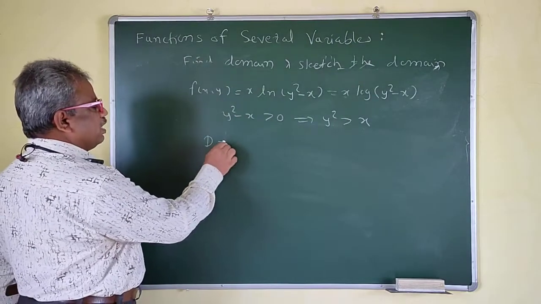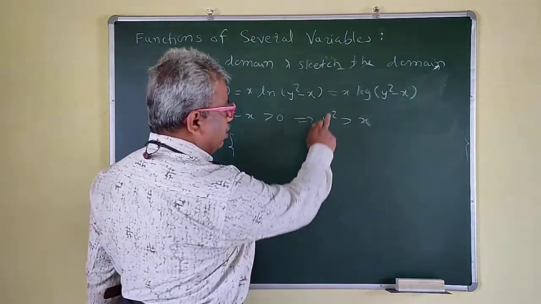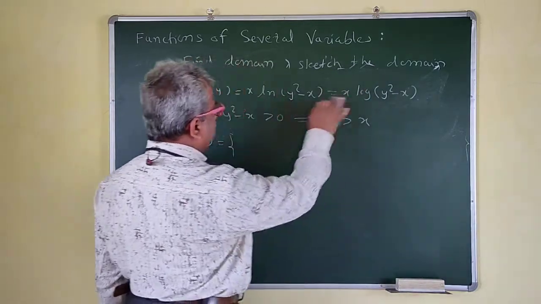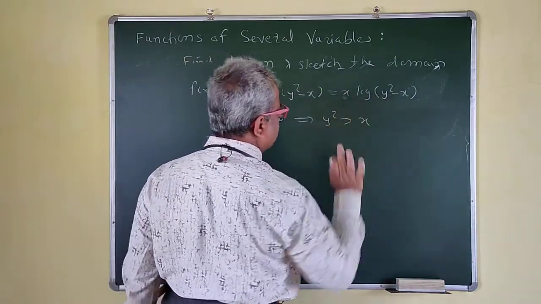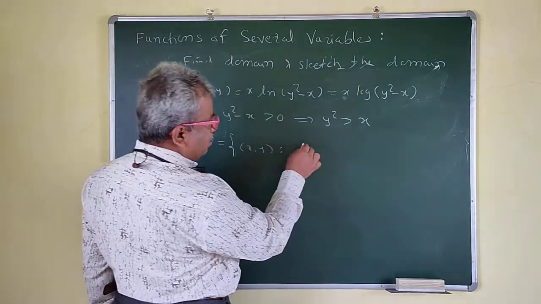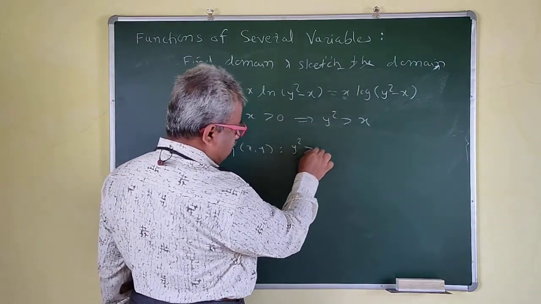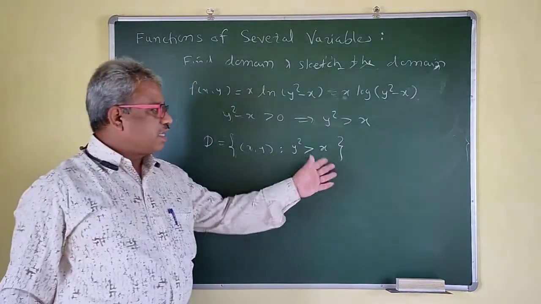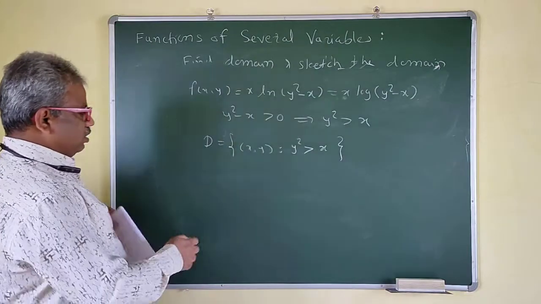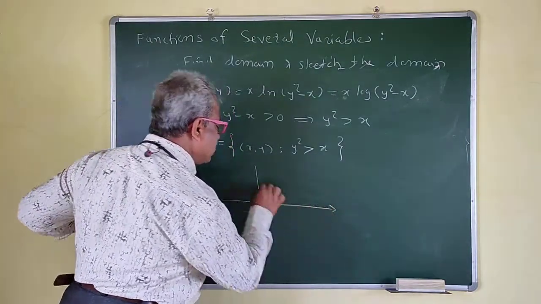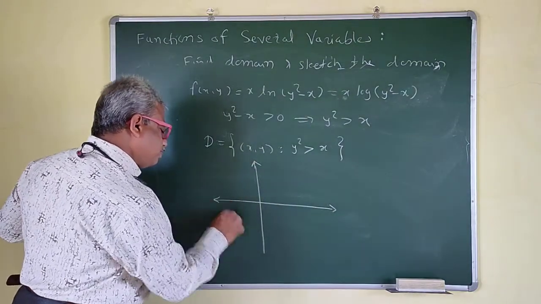So what will be the domain then? There is no restriction on x. Whatever the x may be, it does not affect anything. Only y square minus x is the problem. So your domain will be y square greater than x, and then everywhere this function exists. Now how to draw the figure? We will sketch this domain now.